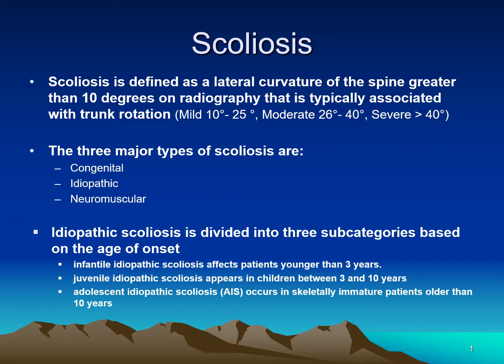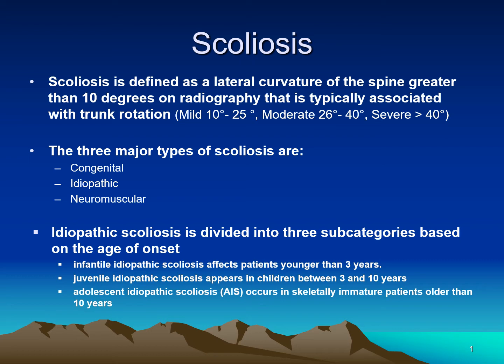Idiopathic scoliosis is divided into three subcategories based on the age of onset. So you have your infantile idiopathic scoliosis. That affects patients younger than 3 years. I've only had one of those. A mother, a trusted patient and new mother, brought the child to me, and she said, Dr. Garber, something just seems off. And yeah, when I examined the child, it was very apparent that the child was born with an idiopathic scoliosis.